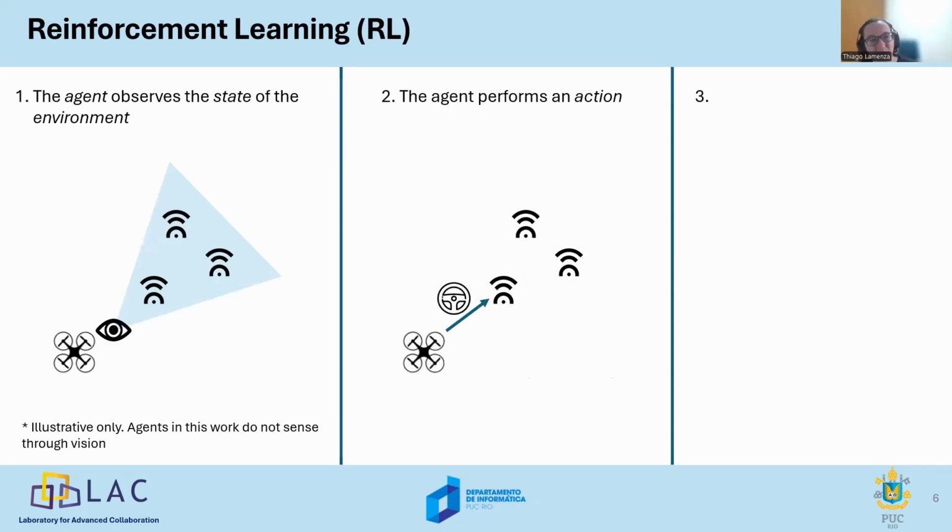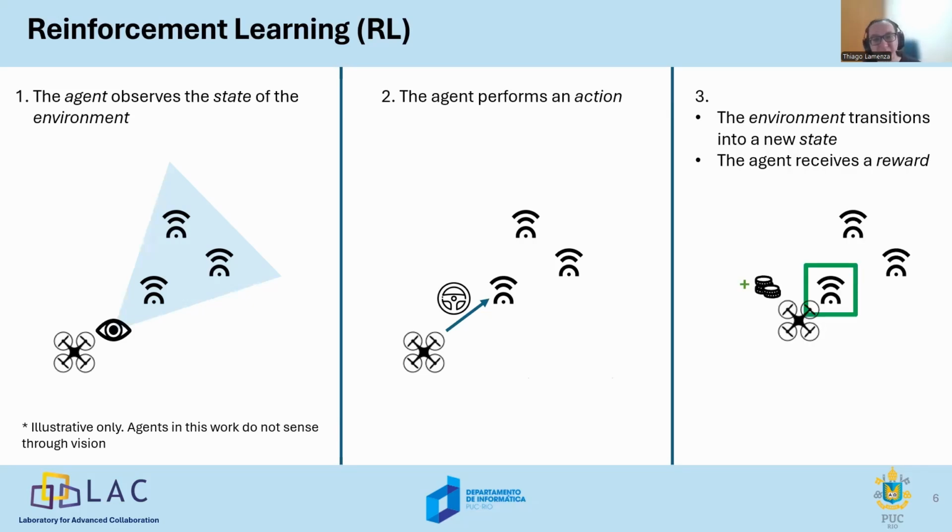And an action is how the agent affects the environment. In our use case, the action is movement. So the agents will choose a direction and they will move towards this direction. And because of this action, the environment will transition into a new state, meaning the environment is not how it was before, because the agent has performed some action and has thus affected the environment. So a new state is observed, and the agent will receive a reward.